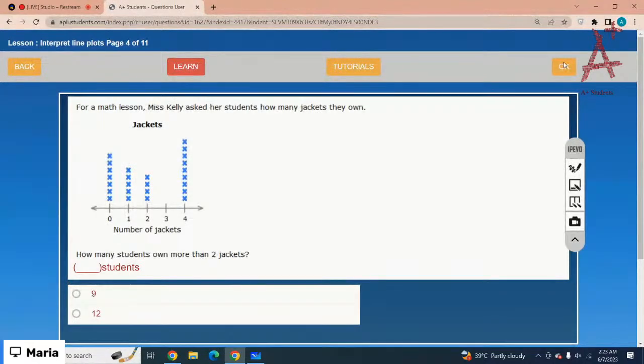Okay, for a math lesson, Miss Kelly asked her students how many jackets they own. So how many students own more than two jackets?